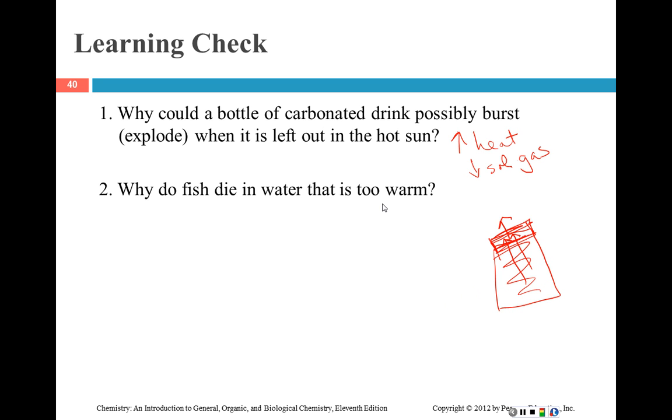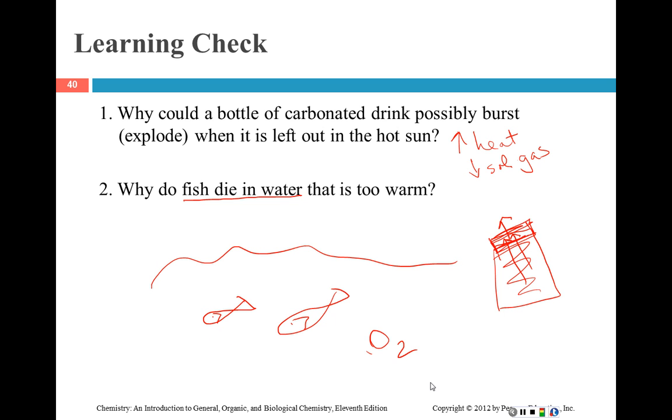Why do fish die in water that is too warm? This is a great question. Think about this for a minute and see if you can come up with something. Okay. What do fish need that they get out of water? Well, food, of course, and all that, but here's your water. I'm not a very good artist, right? Okay, so we've got our fish, and fish have gills, and they need oxygen.